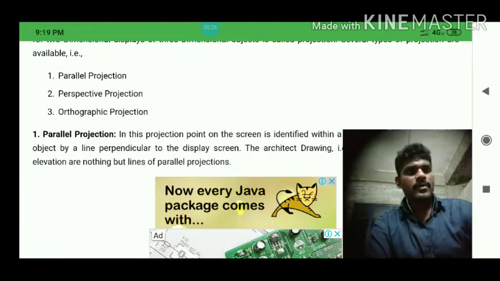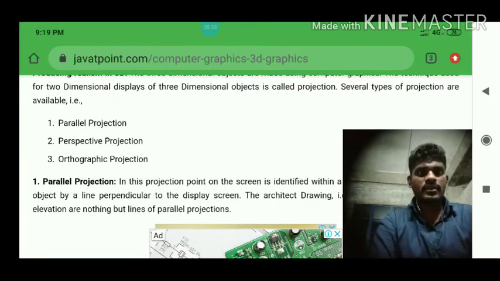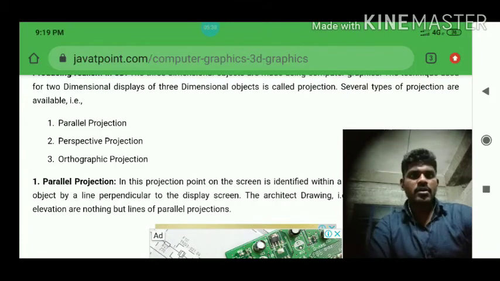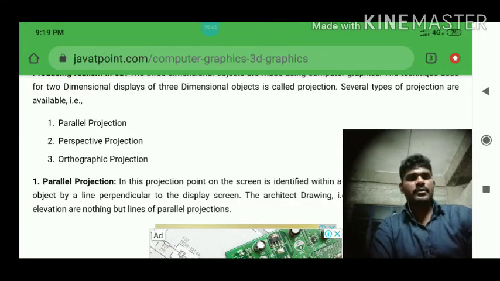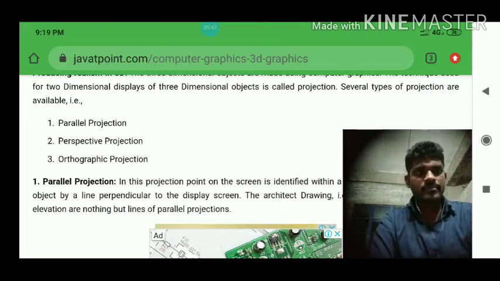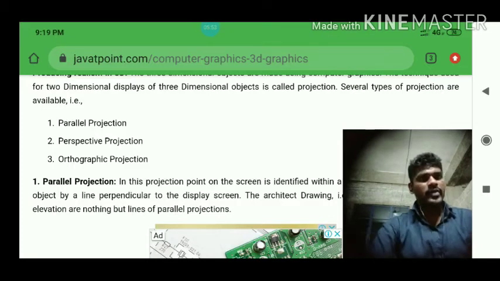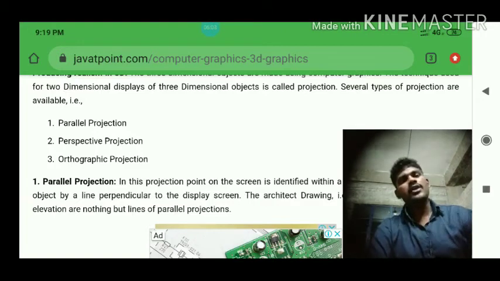Now, several types of projections are available: parallel projection, perspective projection, and orthographic projection. You know what a projection is: a 3D object drawn in a two-dimensional way. For that you are using a technique, and the technique is called projection. Among the several projections available are parallel projection, perspective projection, and orthographic projection.